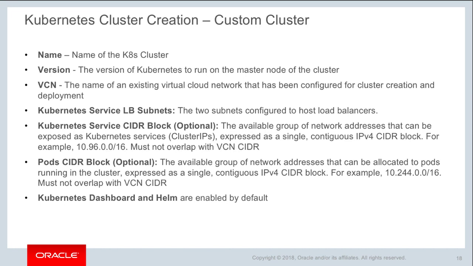Then it asks you the subnet information. So what are the load balancer subnets, and a couple of optional elements, like what is the Kubernetes service CIDR block and what is the pods CIDR block. By default, it would choose a CIDR range automatically. You just need to make sure that your VCN's range is not the same as your service CIDR block and the pods CIDR range. It also asks you whether you are enabling the dashboard and the Helm.